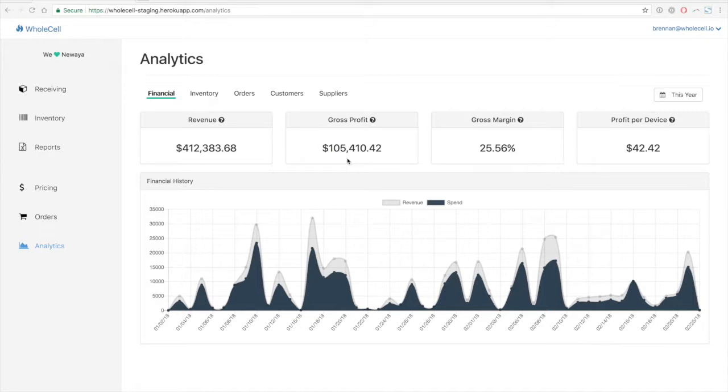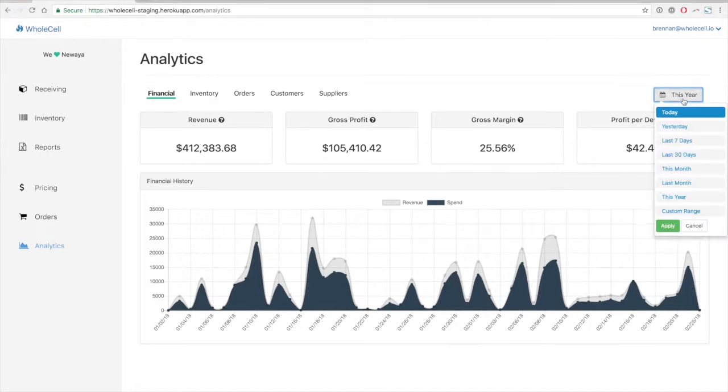So here we are at the analytics dashboard in Wholesale, and you can see that the main page that we're on is the financial page. We have some key metrics up here at the top, 4 key metrics, and then a history of our financial sales and the costs. So we've got revenue and spend right here. This is based on a date picker, so you can choose how long of a range you want, and it's set automatically to this year. So we're looking at data from 2018.